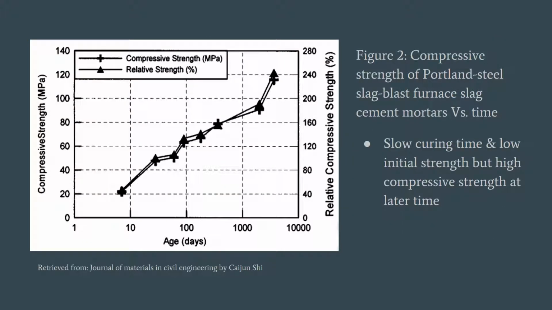This graph compares the compressive strength of slag cement mortars versus time cured. It can be seen that at the earliest stage, the compressive strength is fairly low, at 21 megapascals. But at 100 days cured, the mortar yielded a compressive strength of about 65 megapascals, higher than regular Portland cement concrete.